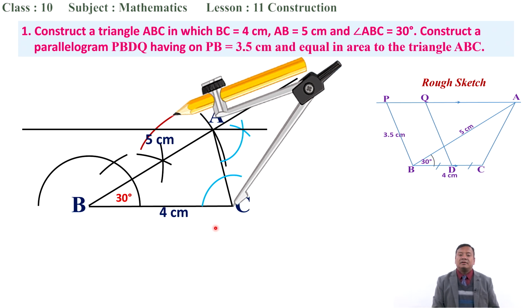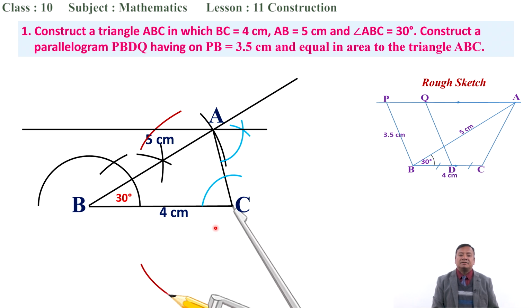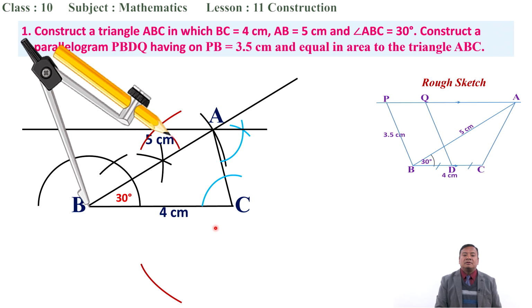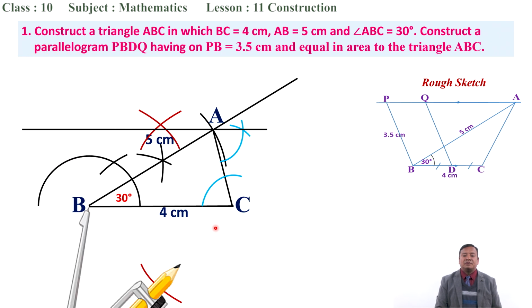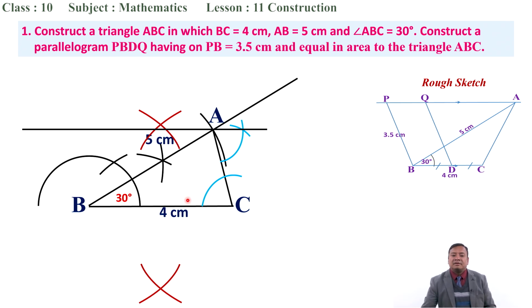Then on both sides of BC, up and down, we have to cut like this. Similarly, without changing this radius, from B also we have to cut upside and downside like this. Yes. Now when we join these intersecting points of the arcs, it will be the perpendicular bisector of BC. Yes, in previous classes also we have done these types of problems.